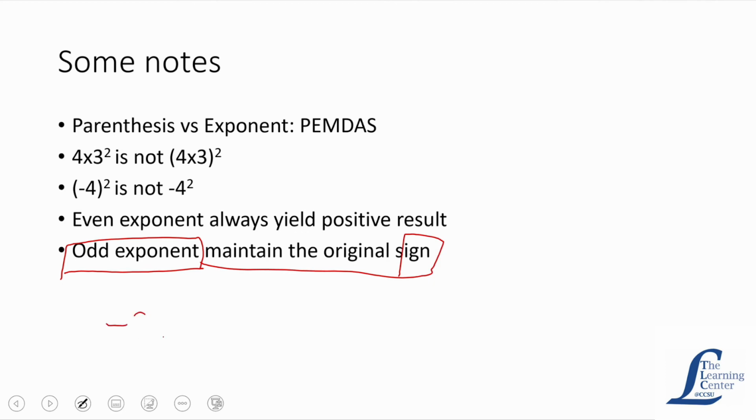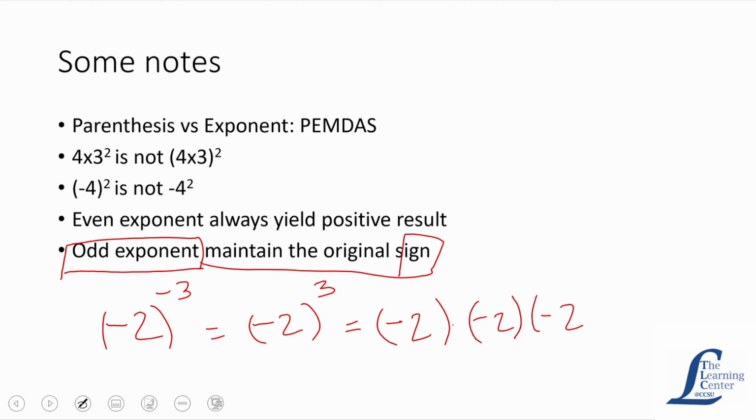If you have -2 raised to the -3, we will treat this number as a positive exponent first. So that would be -2 raised to the third. So that would be -2 times -2 times -2 by itself. A negative times a negative is going to be a positive. But then a positive times a negative again is going to be a negative. And then 2 times 2 times 2 is going to be 8. So that would be -8.